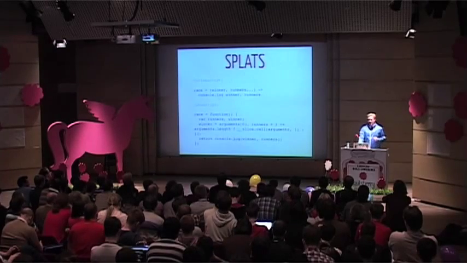If we're not sure how many arguments a function will take, we have splats. You end an argument with three dots, and it can be used as an array in JavaScript. We have destructuring assignment, so if you return multiple values in an array, you can immediately assign them to some variables in another statement. I haven't used that very much, but that's a cool feature.